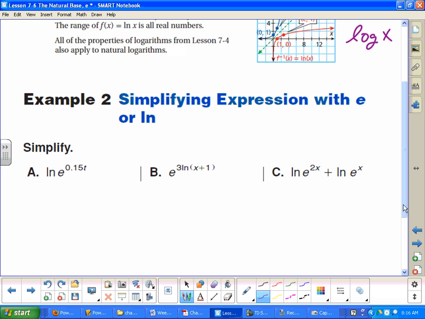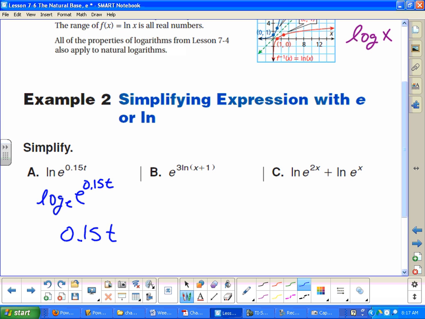So let's look at these, simplifying these expressions with e or natural logarithm. If I have here example A, the natural log of e raised to the power of 0.15t, that's just like saying the log base e of e raised to the 0.15t power. Well, if that's the case, what's the answer to that? Yep, 0.15t.